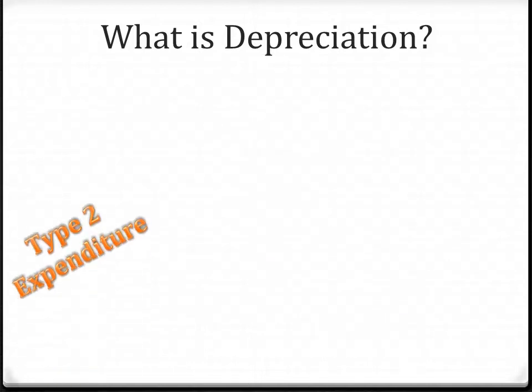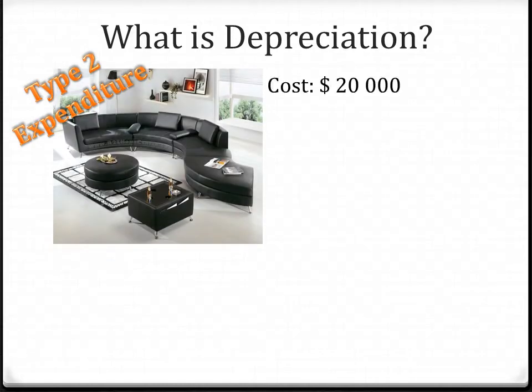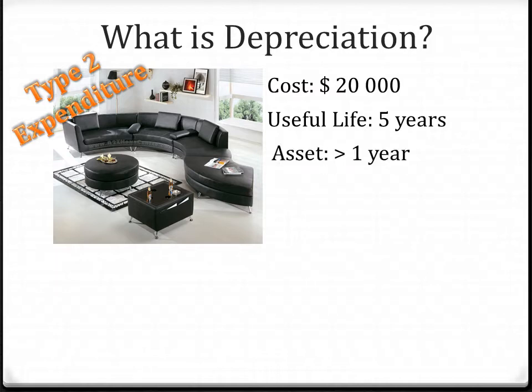Now, compare that with type 2 kind of expenditure. You have a set of furniture. Let's say, for instance, the cost of this set of furniture is $20,000. And of course, it's not going to benefit me for just 1 year. Now I'm assuming that it will benefit me for 5 years. So I know that this is an asset because it benefits me for more than 1 year.